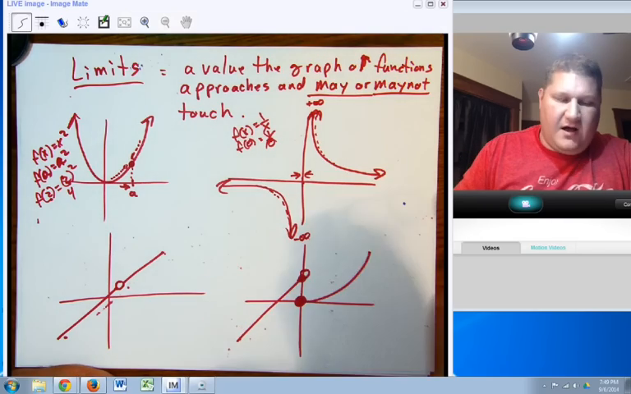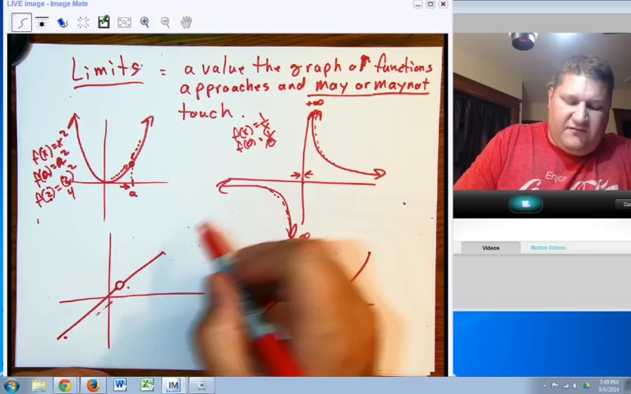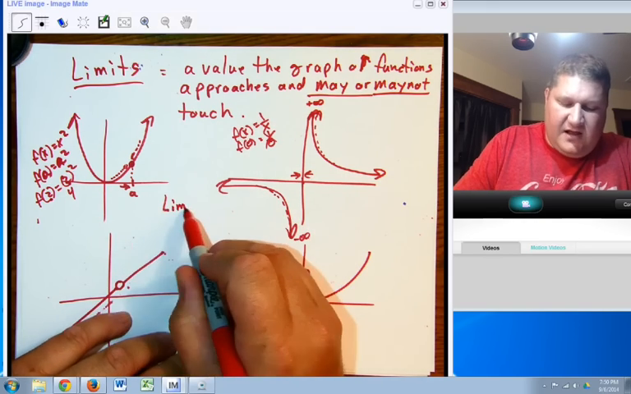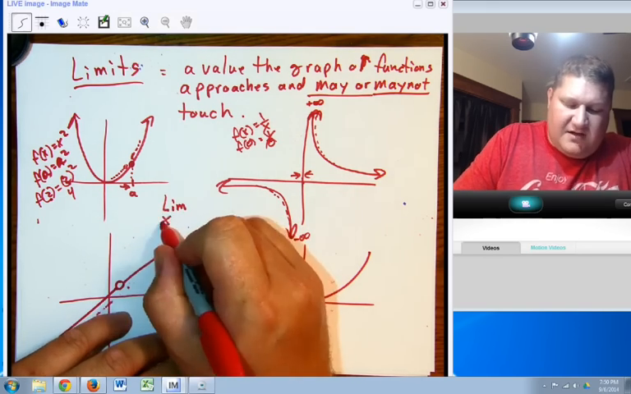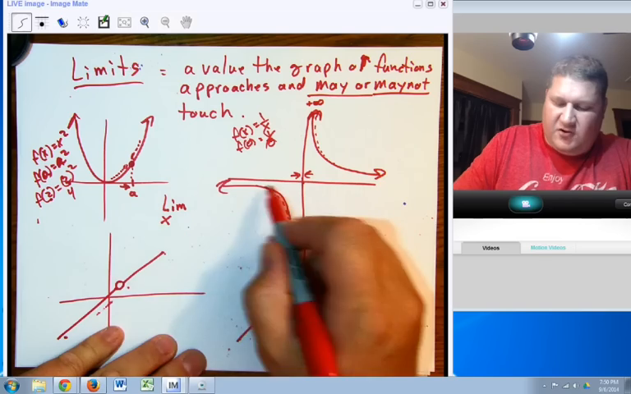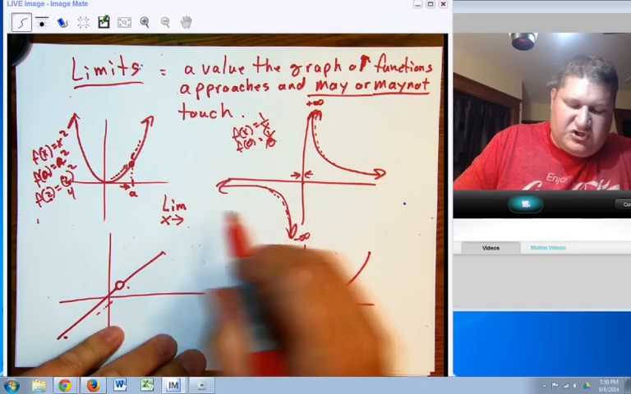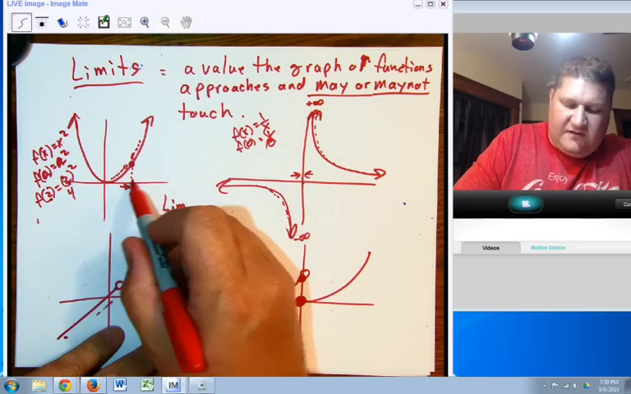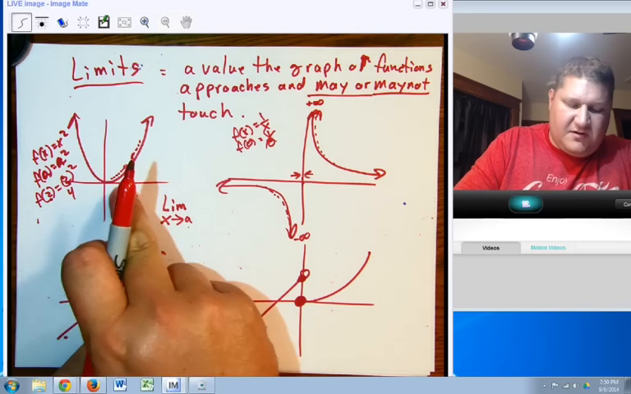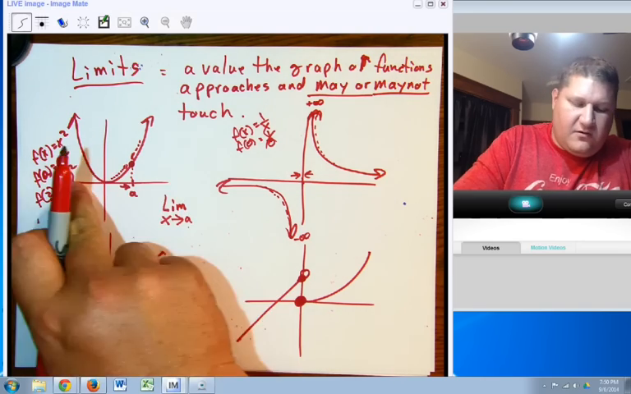It's a problem. But the idea of a limit is as follows. A limit is abbreviated L-I-M, and it always talks about x, so you're always talking about some x value as it approaches some value on x. In this case, we're going to say a, because I could approach any value. I could say it'd be approaching a value here, or here, or here, or here.